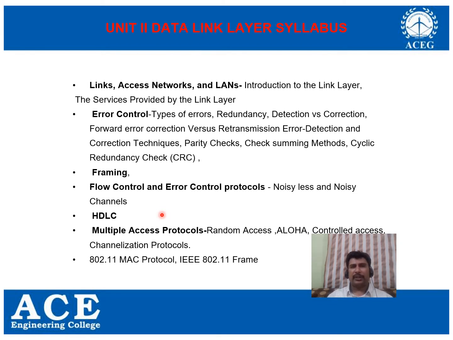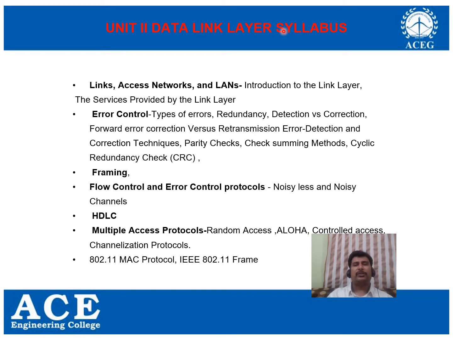Now coming to the second unit, which is the data link layer. This layer is present between the physical layer and the network layer of the OSI model. The data link layer receives the data from the network layer, converts it into frames, and then forwards it to the physical layer. Along with this, we are going to understand the various functions performed by the data link layer.